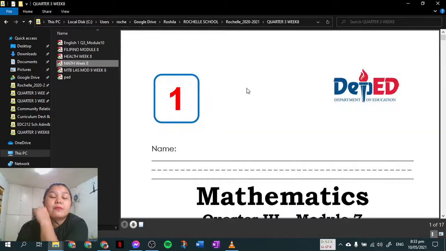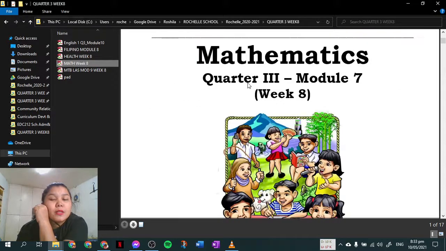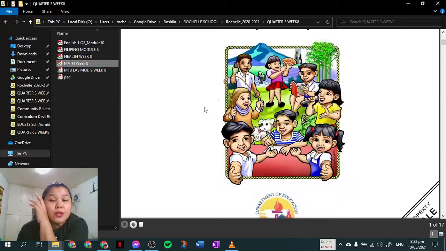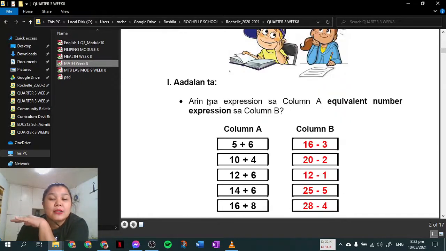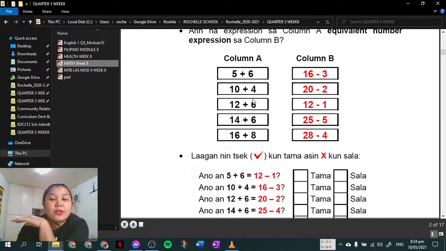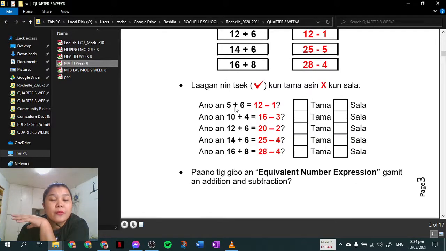Next one, Math 8. So, this is like a game. This is a combination of the two operations, which are addition and subtraction. Medyo mahaba din to, but it will be helpful for you kasi ito more on practice. Equivalent number expression, it means ang answer nila ay pareho. So, you need to find its pair. Check or X.